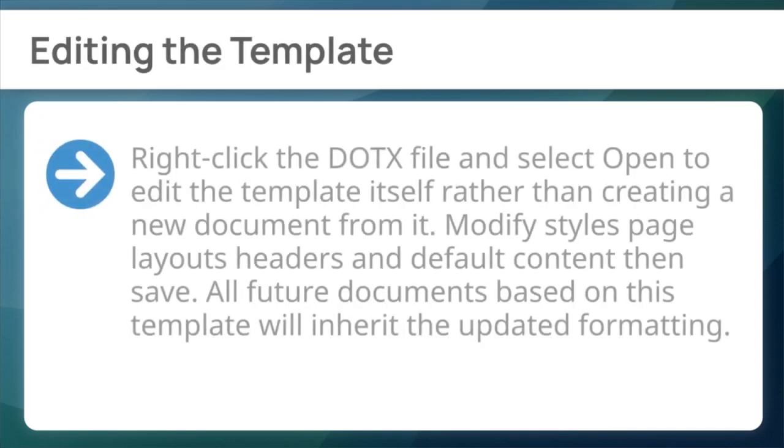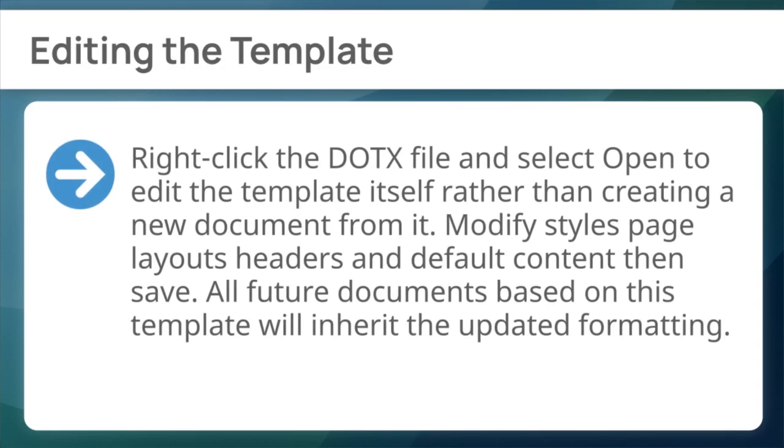Next, editing the template. Right-click the DOTX file and select Open to edit the template itself, rather than creating a new document from it. Modify styles, page layouts, headers, and default content, then save. All future documents based on this template will inherit the updated formatting.